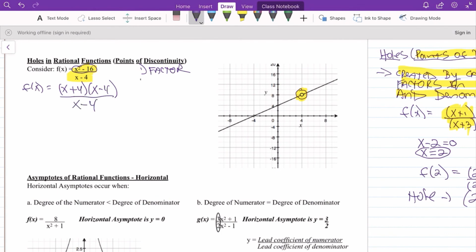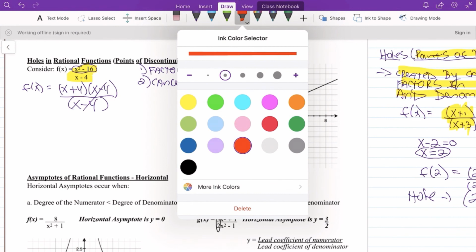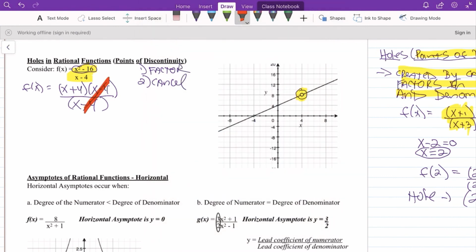And then the next thing we would do is cancel any common factors. I have these two factors here, the x minus 4s, and we can cancel those, right? Those factors get canceled right out. So the reduced rational function would actually turn into a polynomial now, because all we have is x plus 4.